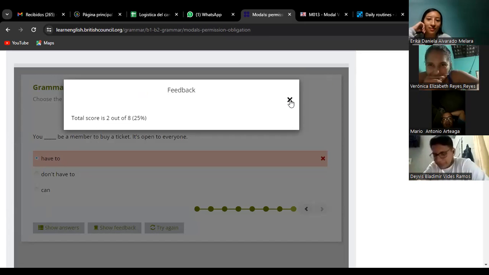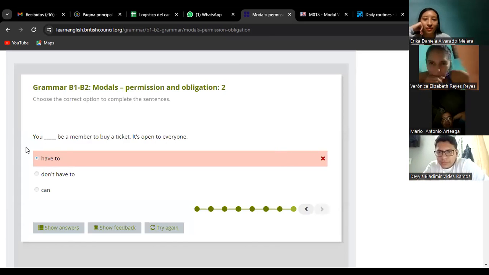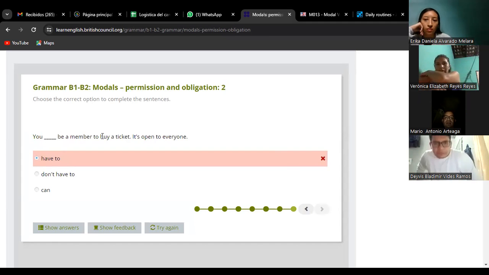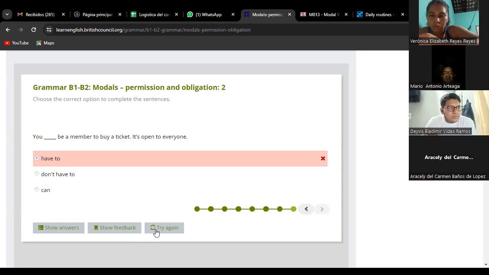Vaya, veamos las que nos salieron incorrectas. Okay, you. Vaya, es lo que les digo de que tenemos que leer todo, complete, mire. Si yo leo, you have to be a member to buy a ticket, ok, sí, tiene sentido. Pero luego dice, it's open to everyone. Que está abierto para todos. Entonces, you don't have to. You don't have to. Right. I'll try again, le vamos a dar.